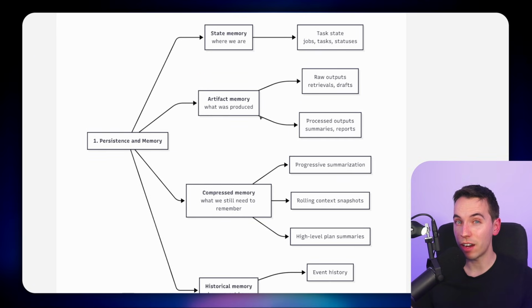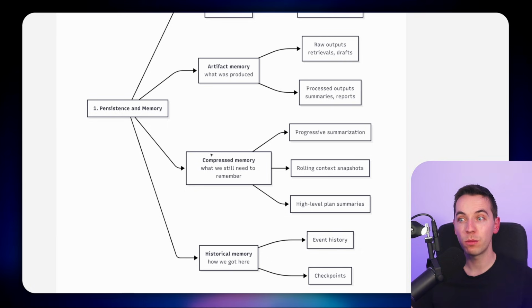After that, you have your artifact memory. How are you storing your outputs? Are you processing your outputs? Are you processing summaries? How are you going to piece them all together? You have compressed memory. So what we still need to remember, we have progressive summarization. So as the work goes on, older tasks get compressed more in comparison to the newer ones. The agent can also take periodic snapshots of the state of work as it is. And then if the agent gets confused, it can look back at previous snapshots.